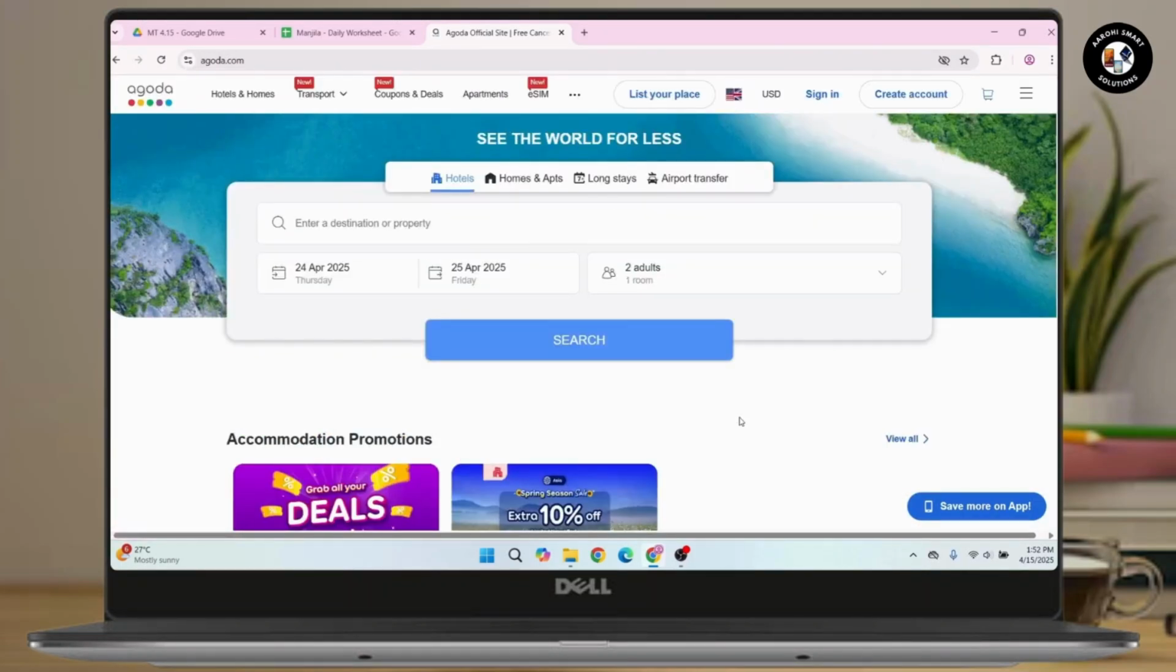Before we proceed, we have to understand that Agoda Cash cannot be directly transferred to bank account because Agoda Cash is a reward system provided by Agoda for the users to redeem on future bookings such as hotels or flights. So we cannot directly transfer Agoda Cash to bank account.